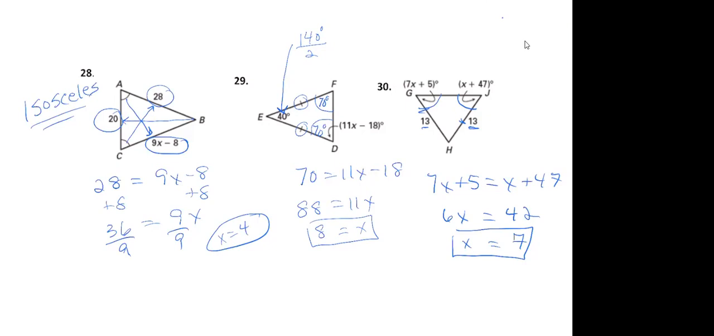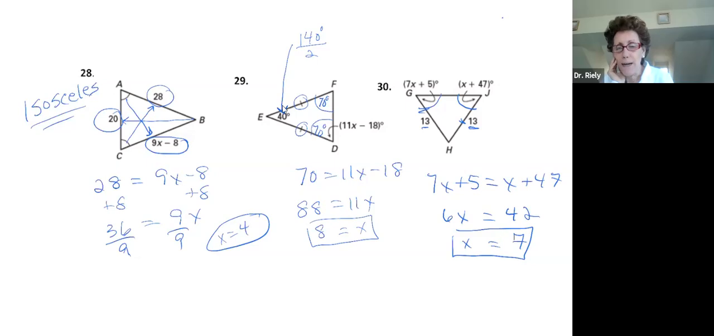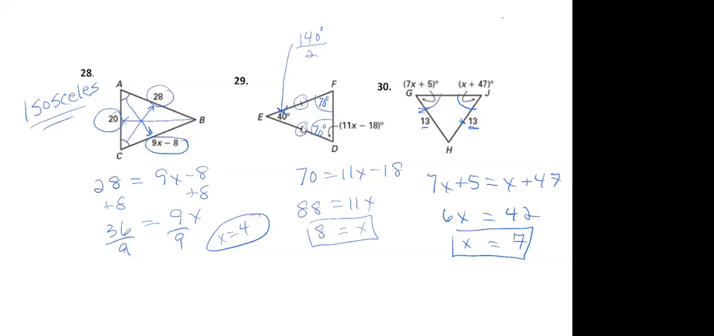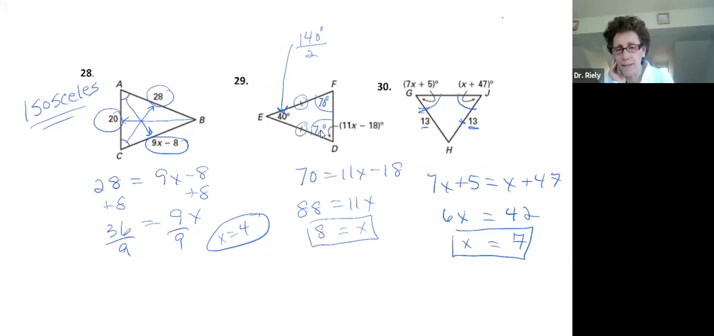Dr. Riley, sorry, for 29, can you explain again how you got the 140 divided by 2? Oh, because you see how this top angle is 40? And you see these hash marks? That tells you that this angle has to equal this angle. So if you already have 40 degrees inside the triangle, then you have to have another 140 divvied between these two angles. Since they have to be equal, you can divide the 140 by 2.